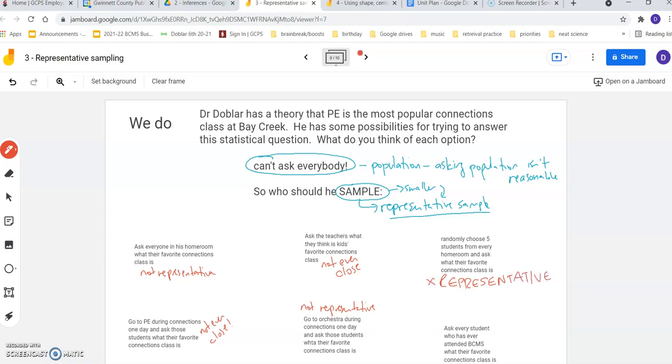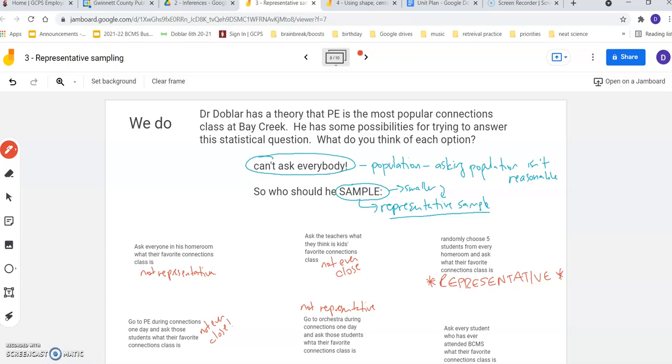That's a great one. If I take 5 kids from every class, I'm getting 6th graders and 7th graders and 8th graders from every class on every floor in every homeroom, and there's a good chance that that group will represent everybody in the school. If most of them say PE is their favorite, then most of everybody would say PE is their favorite. Or if they don't say PE is their favorite, that most would not.